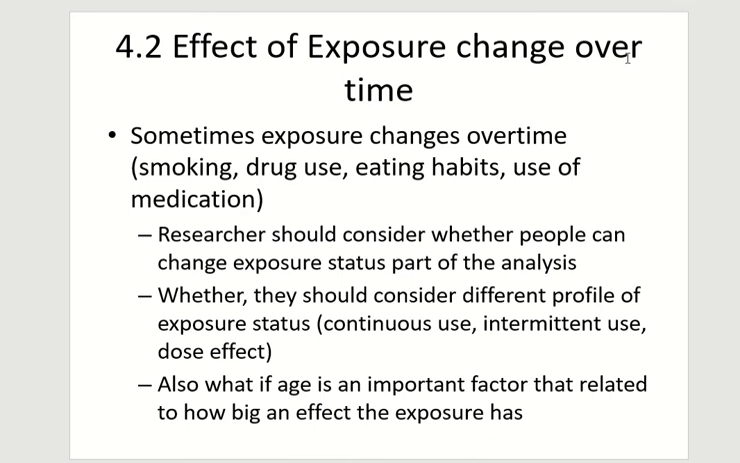So what is the effect of the exposure changing over time? We were saying sometimes exposure changes over time. So researchers should consider whether people can change exposure status as part of the analysis. So sometimes in their analysis they allow people to be moved from exposed to not exposed or from not exposed to exposed. So somebody participating in a cohort could be, for the first 2 years, a non-user of the medication, and then after 2 years the physician prescribed the medication and they become, for example, a statin user. Therefore, after 2 years of being in the study that person becomes a user. Then they have to move them from the not exposed to the exposed group.